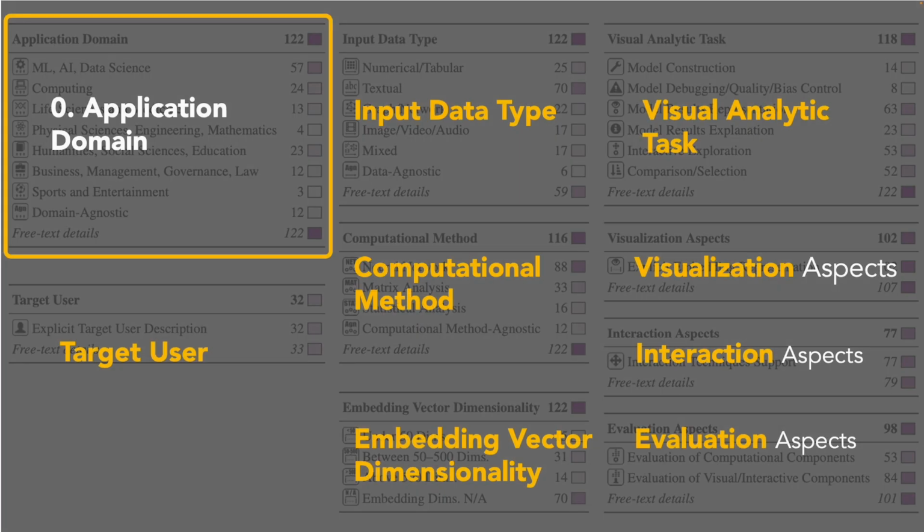For the rest of this talk, following the order of our categorization, we will talk about some insights and statistics of our annotations. For instance, what are the target users of those VA tools? What are the common input data types? We will also talk about some of the embedding-related computational details, as well as high-level visual analytics tasks associated with them, novel visual approaches, the ways users can interact with those embedding views, and the evaluation of the tool.